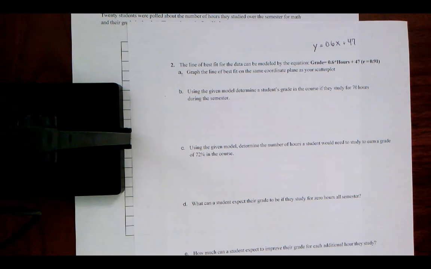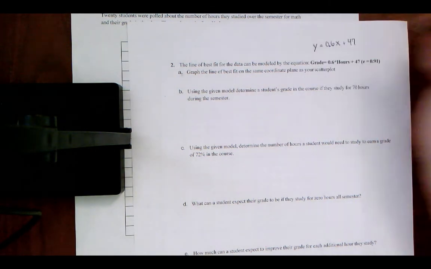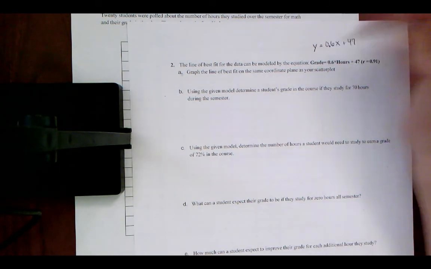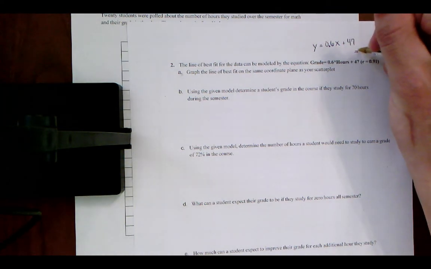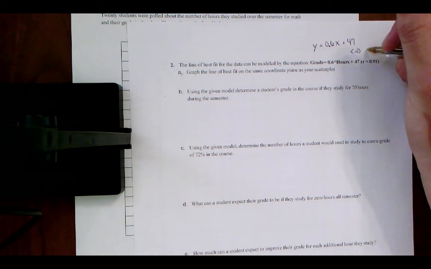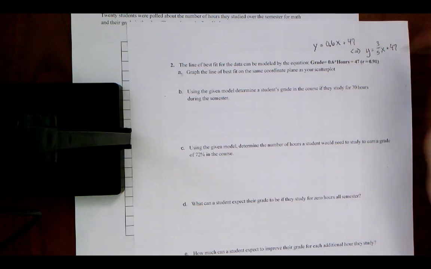0.6 isn't the best way of writing this in terms of graphing the line. In terms of finding algebraic answers, it's really nice. But I will tell you that 0.6 is the same thing as 3 over 5. And so it may be easier to graph the line y equals 3 over 5x plus 47. So this is what we want to graph.